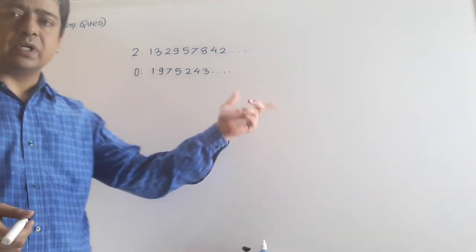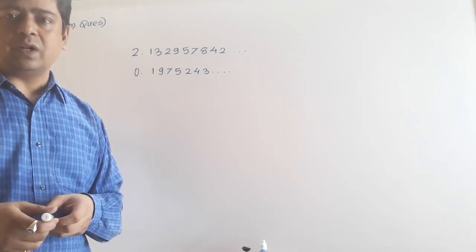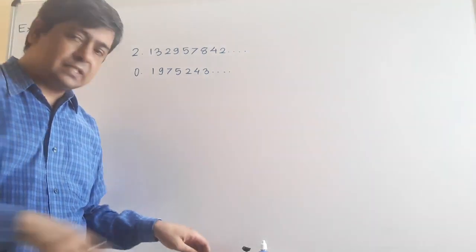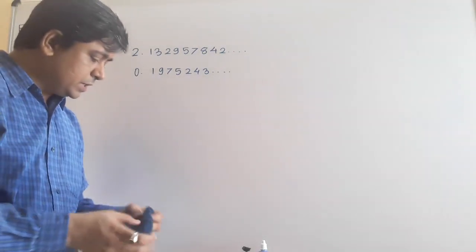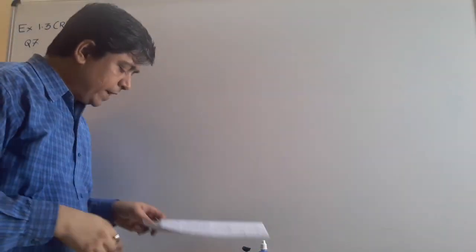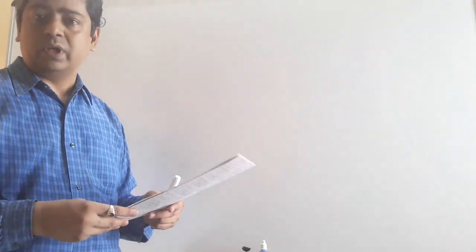Write down one more number which is non-terminating, non-recurring decimal. Now let us see the next question. Next question is given here as: find three different irrational numbers between 5 upon 7 and 9 upon 11.